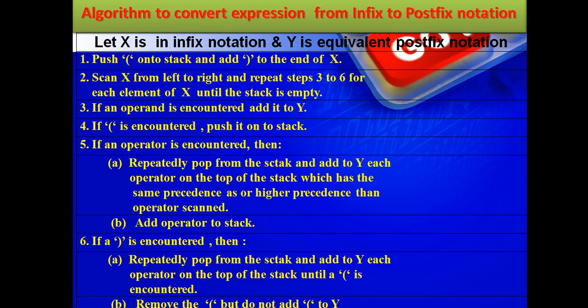If an operand, straight away print it. If it is a left parenthesis, straight away push it. There is no ambiguity here. If it is an operand, print it. If it is a left parenthesis, push it. If an operator is encountered while scanning, and there is also an operator present on the top of the stack, check both the priorities. If the priority of the operator on the top of the stack is higher or equal, you pop it and print it. Maybe one or more such operators may be present. Pop all, print them. Okay?